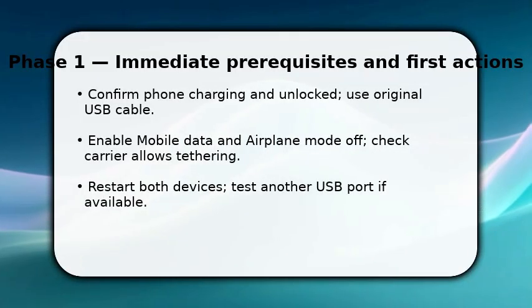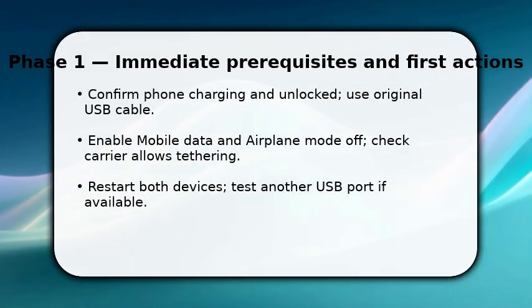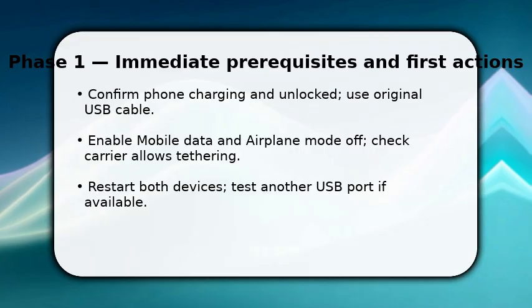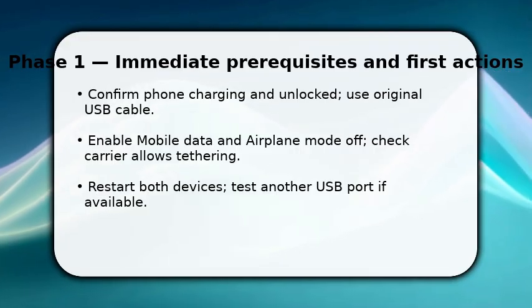You start by confirming the essentials. Your phone is charging, unlocked, and using the original USB cable so negotiation works. Next, enable mobile data. Tethering needs a live connection, then make sure airplane mode is off.